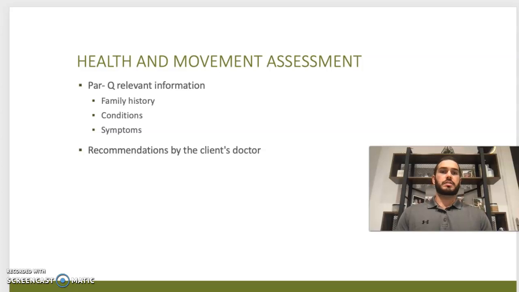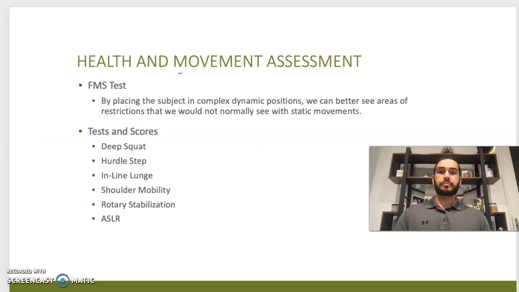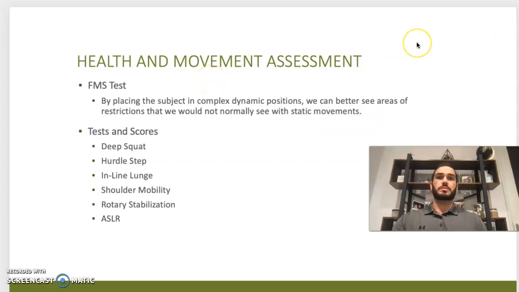There are some symptoms that come with it: increased heart rate, palpitation, shortness of breath, lightheadedness, etc. And there are recommendations by her doctor to not elevate her heart rate over 150 with exercise. That's important for our program, and I try to monitor that. She does wear an Apple Watch that monitors her blood oxygen and heart rate constantly, so she does keep very close track of that. For the health and movement assessment, the FMS test was used.